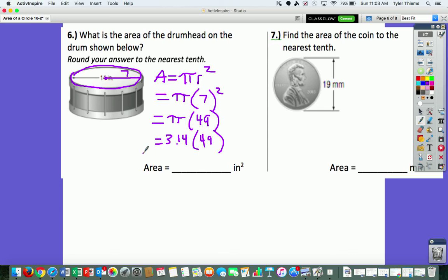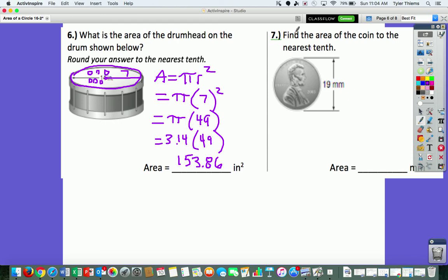Let's use my calculator here. 3.14 times 49 is equal to 153.86. 153 and 86 hundredths inches squared. That's how many of those little squares would be inside of this. That's a lot. 153 of them would be inside of this if we found the area like we did to begin.